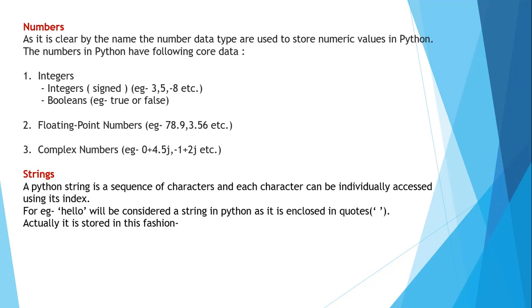Second is the booleans. Boolean, you know that I have told you, is true or false, or you can say 0 or 1. True or false can also be regarded as 0 or 1. 0 means false, 1 means true.